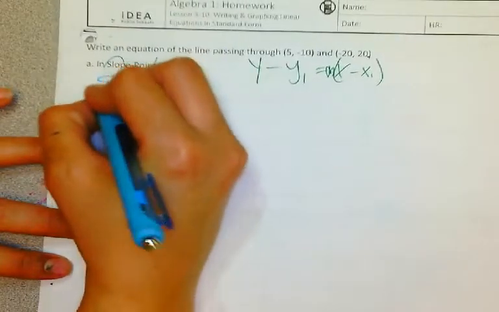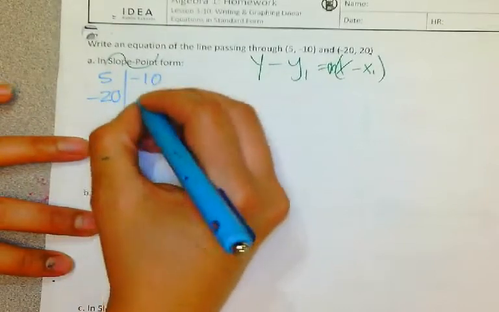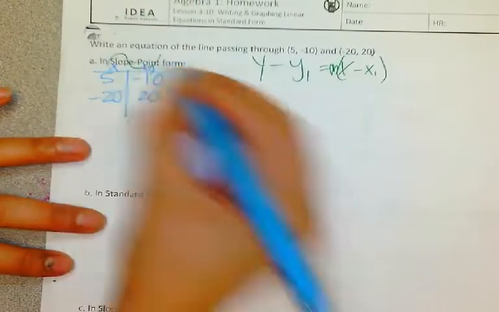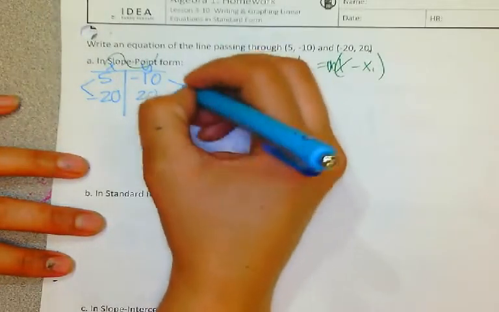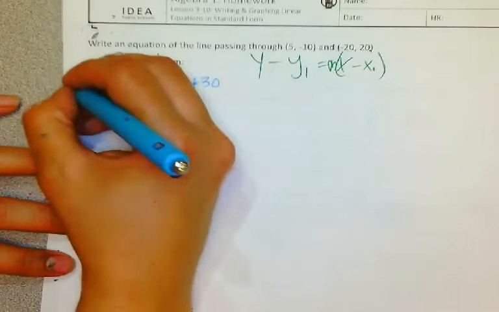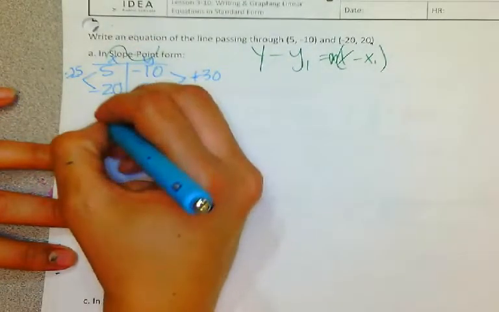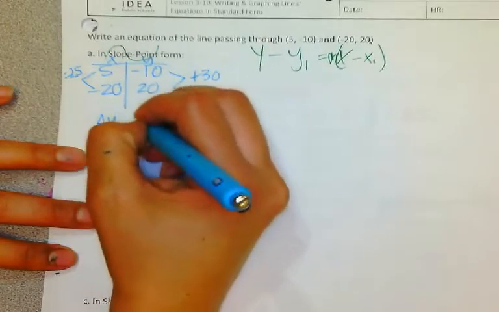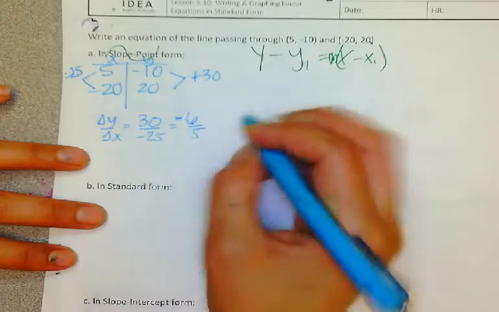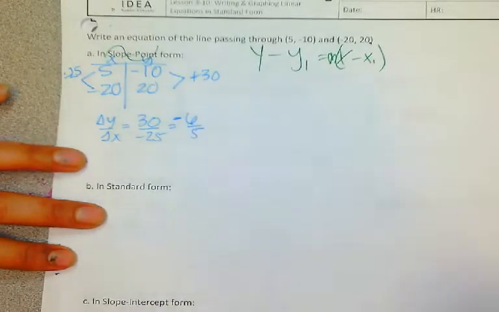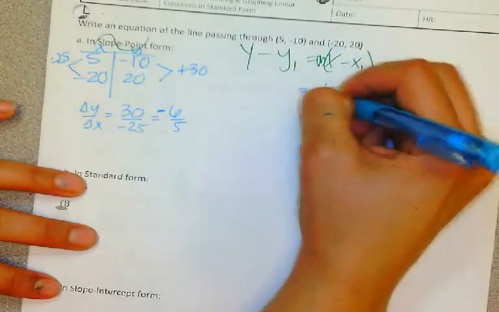So from here you have 2 points. The very first thing you need to do is get the slope, because it's not given. But you have 2 points, and you know that slope is the difference in the y's over the difference in the x's. So here will be plus 30, and here will be minus 25. So the slope would be 30 over negative 25, which makes it 6 over 5, negative. Doesn't matter where you put the negative, the whole fraction is negative. So I know that my m would be negative 6 over 5.